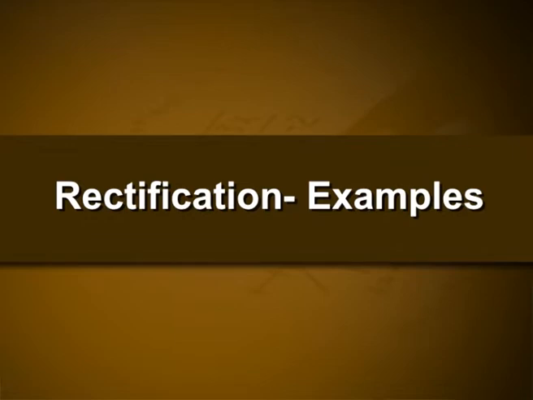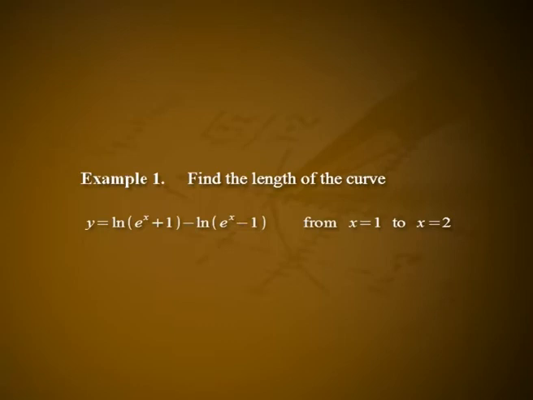Rectification examples. Example 1. Find the length of the curve y is equal to log of (e raised to x plus 1) by (e raised to x minus 1) from x is equal to 1 to x is equal to 2. Solution.